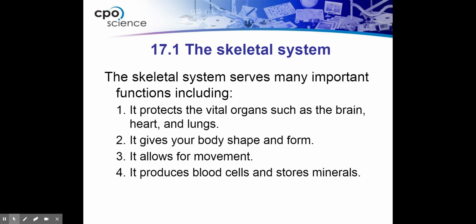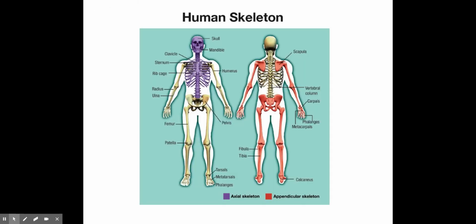Your skeletal system is what gives your body shape, protects your vital organs. Your brain is completely encased by your skull. Your heart and lungs are surrounded by your rib cage. It helps to give you form and shape, and it gives a place for muscles to attach. Inside of your bones, you have the bone marrow. This is where blood is produced.